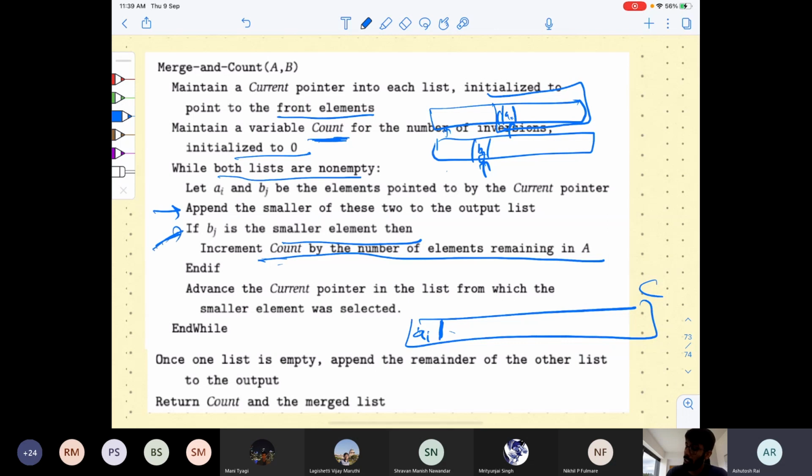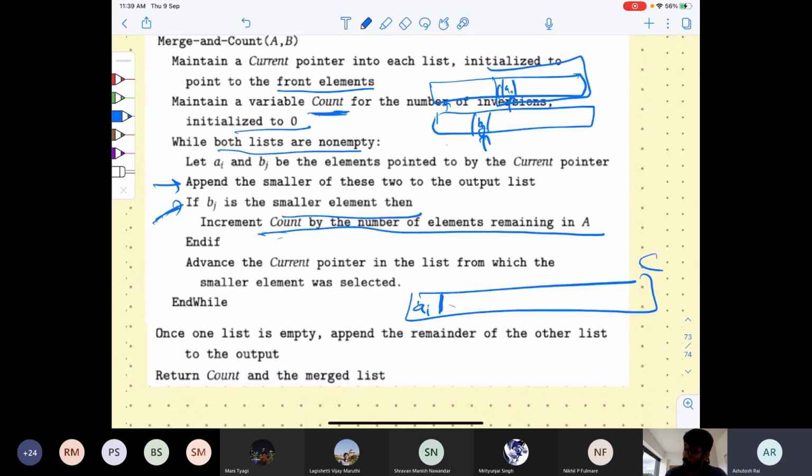So if BJ is the smaller one, then you increase the count as we saw, and then advance the current pointer by 1 in the list where the smaller element was selected, because the other list remains the same. So the current pointer gets advanced from wherever it gets selected. If AI gets selected, then it goes here. If BJ gets selected, then it goes here, the current pointer. And that's it. You go through till one of the lists is empty.